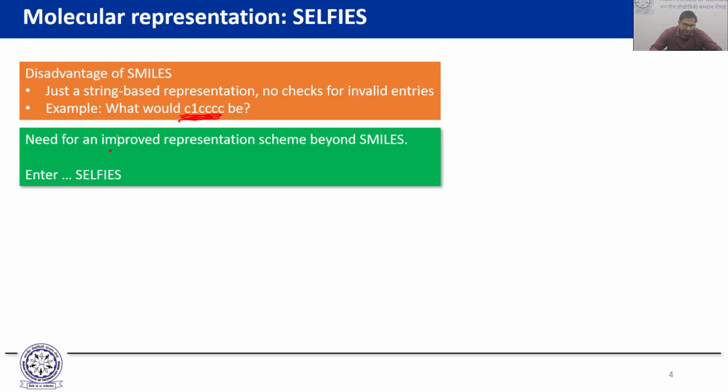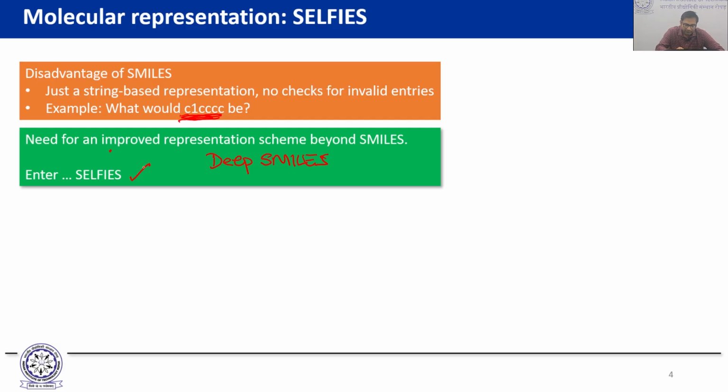Now this means that we need to come up with some sort of much improved representation scheme which goes beyond SMILES. So for that, people extended the SMILES type of nomenclature, and then they came up with something called DeepSMILES. We are not really going to discuss DeepSMILES, because even though it has some advantage over SMILES, it still contains some of the problems of SMILES as well. For example, even with DeepSMILES, we don't have a way of checking whether a molecular entry is actually a valid entry or an invalid entry.